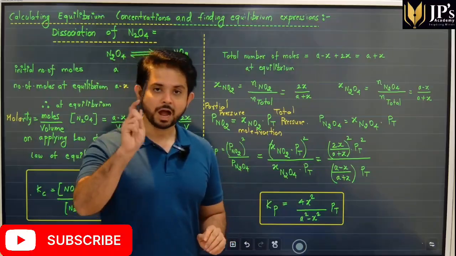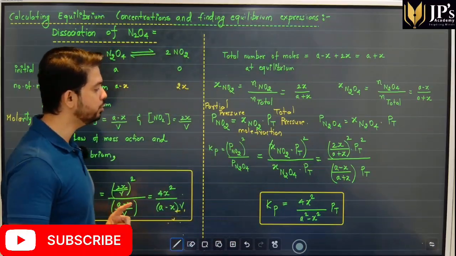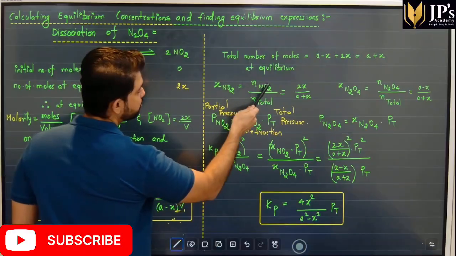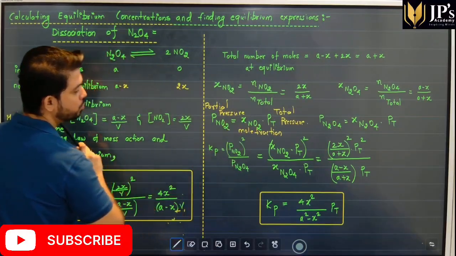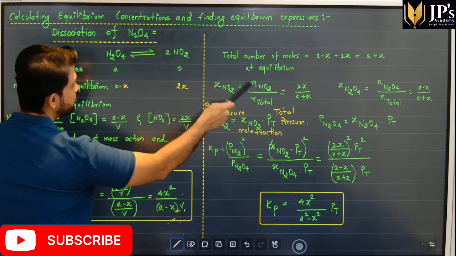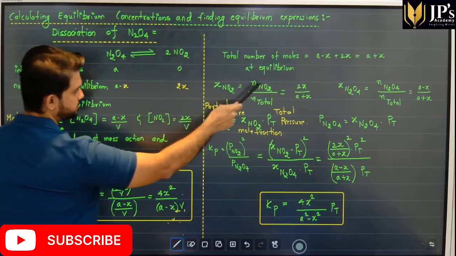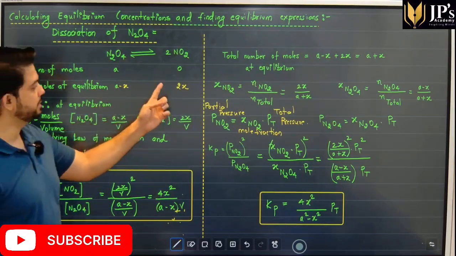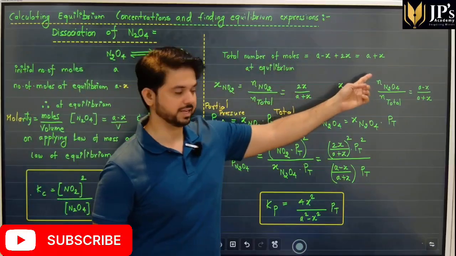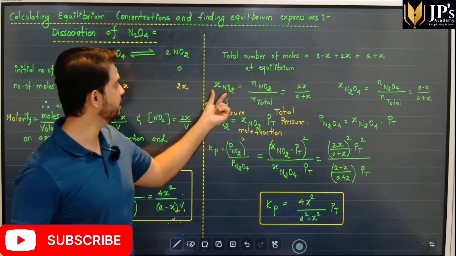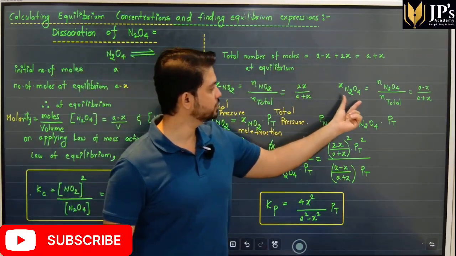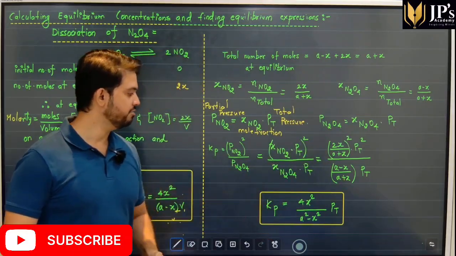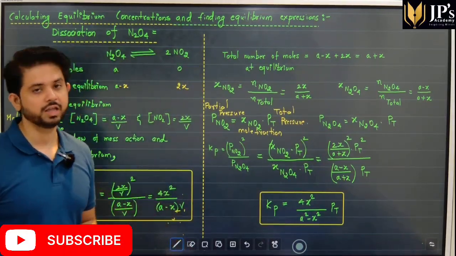How do we find the mole fraction of NO2? To find the mole fraction of NO2, we need the number of moles of NO2 upon total number of moles. Number of moles of NO2 here is 2x and total number of moles will be a minus x plus 2x, that is a plus x. That helps us find the mole fraction of NO2 and the mole fraction of N2O4, and when we substitute the expressions over here, we get the expression for Kp.